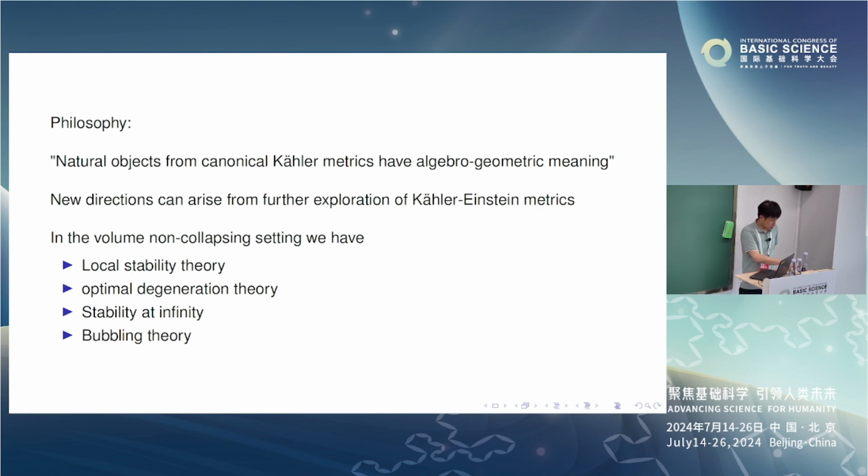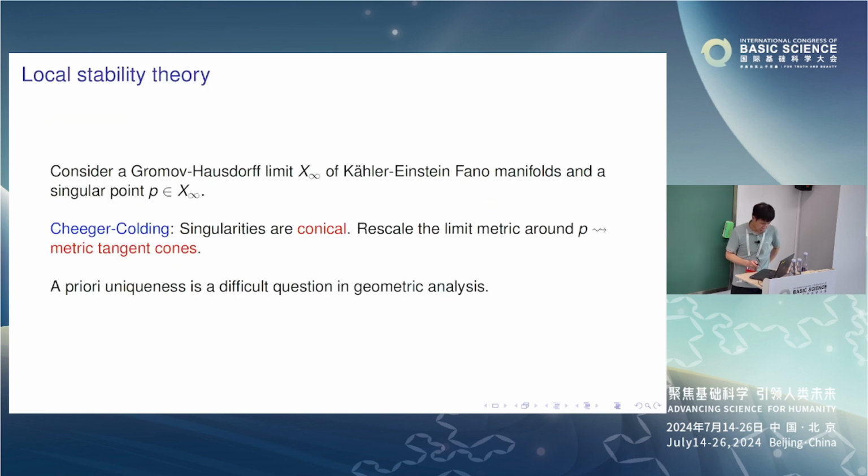So I want to spend the next 7 minutes or so to talk about some other aspects of this philosophy, that natural objects from canonical Kahler metrics should have algebro-geometric meaning. So the existence of Kahler-Einstein metric, existence of canonical metric is related to K-stability, but then just by playing with these metrics, you will generate many different questions that algebraic geometers can study, and there are lists of these. So, local stability theory.